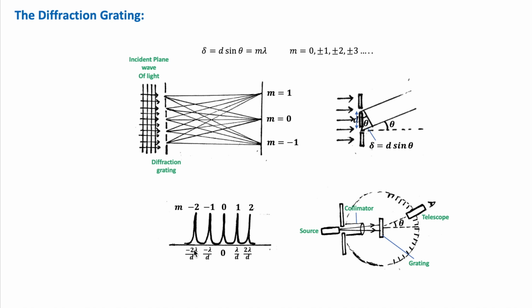And as you can see, the maxima are sharper than the two-slit interference pattern, and the dark areas are broader in range.